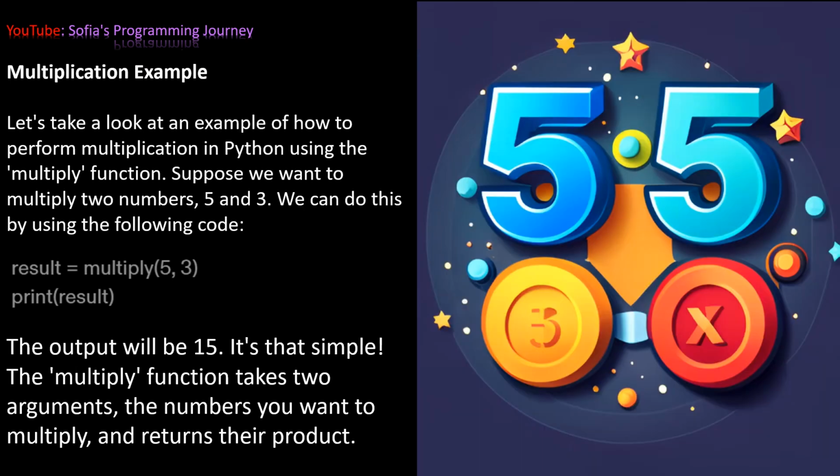Let's take a look at an example of how to perform multiplication in Python using the multiply function. Suppose we want to multiply two numbers, 5 and 3. We can do this by using the following code. The output will be 15. It's that simple. The multiply function takes two arguments, the numbers you want to multiply, and returns their product.